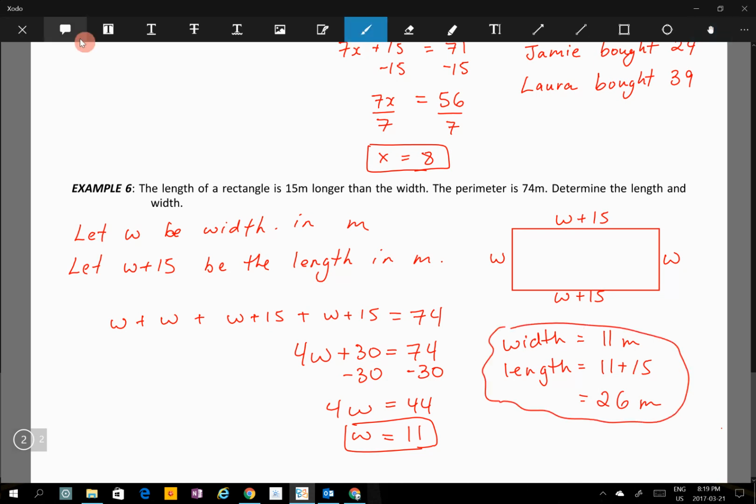Alternatively, to begin my expression for perimeter, since I have 2 W's here, I could have said 2W plus 2 times W plus 15. So I could have started off the perimeter with this expression, and then you would have expanded it, and you would still have what I have here already. But that's your answer, 11 and 26. That ends the lesson.